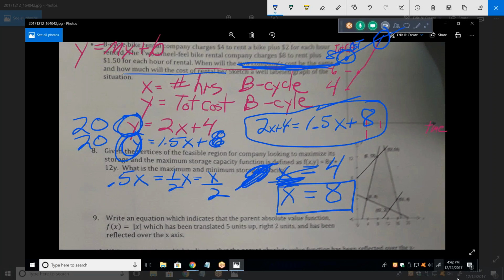So the answer is at the end of 8 hours. In other words, remember what x is, the number of hours that I rented it from B-cycle. So x is 8, and the total rental is 8 times 2 plus the original 4. Okay. All right.